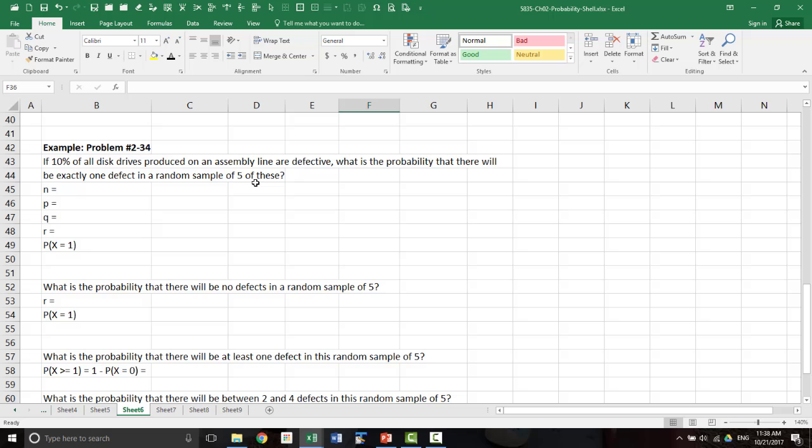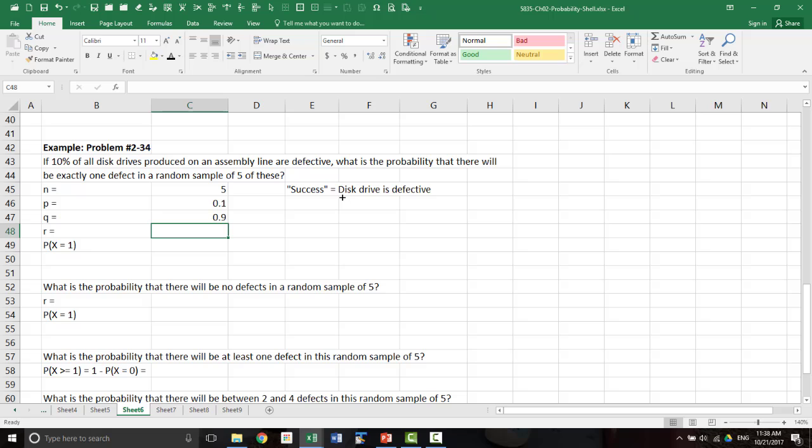So here, success is defined as, okay, so what is success here? Success is the disk drive is defective. That is success. Now n is 5. P, the probability of success, is 0.1, 10%. So Q is 1 minus that.